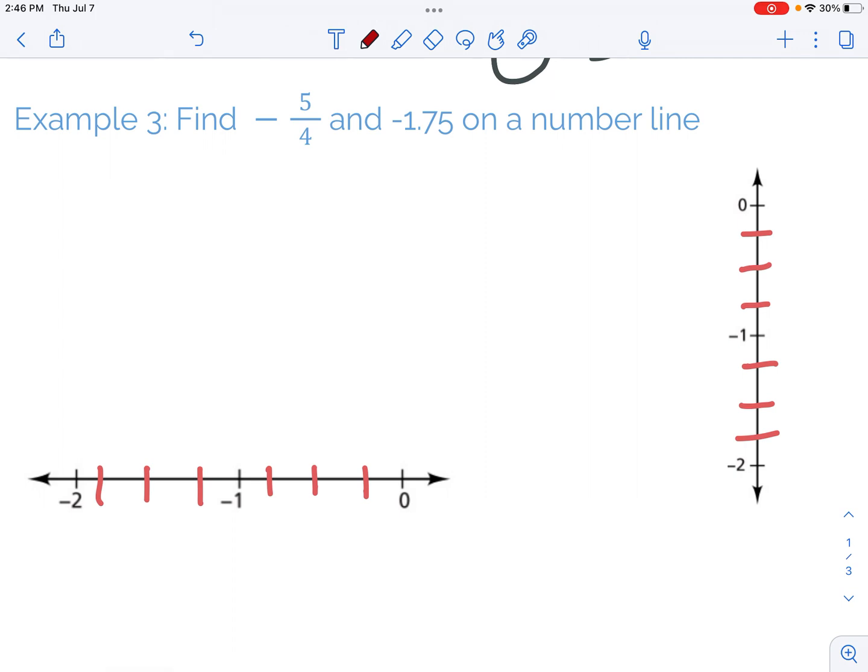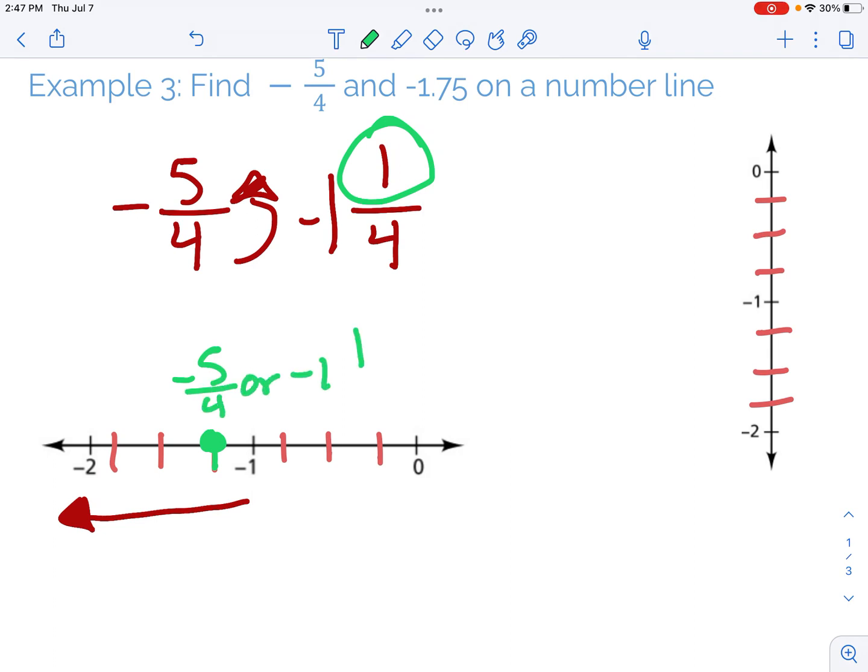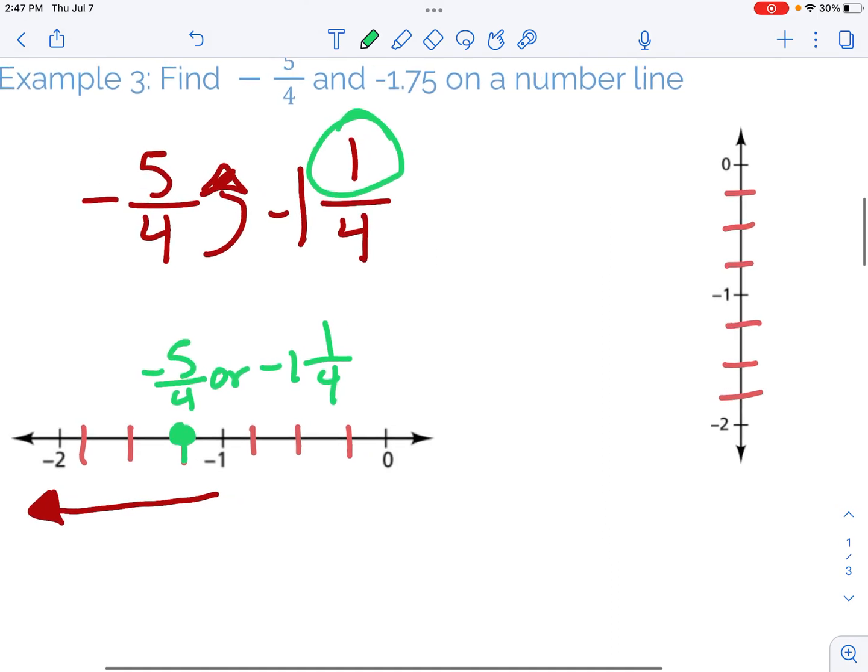Example 3, find -5/4 and -1.75 on a number line. So let's start with -5/4. We're going to go ahead and turn this into a mixed number. 4 can fit into 5 one time. My denominator stays the same, and there is 1 left over to get us back to 5. So I am going to be looking for -1 1/4. We know it's going to be after the -1 because it's a negative. I'm not going to count that -1, so I'm looking for my first tick mark out of 4. So my first tick mark is where I'm going to place my dot, and this is where -5/4 or -1 1/4 is.